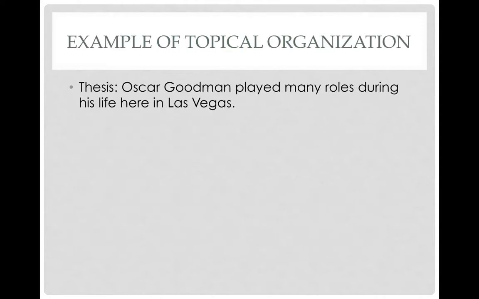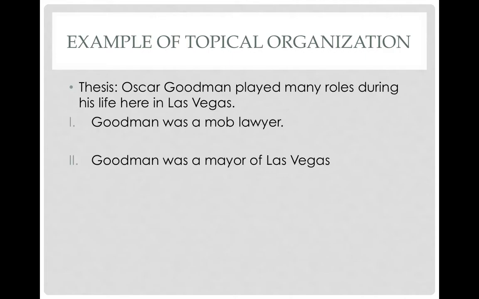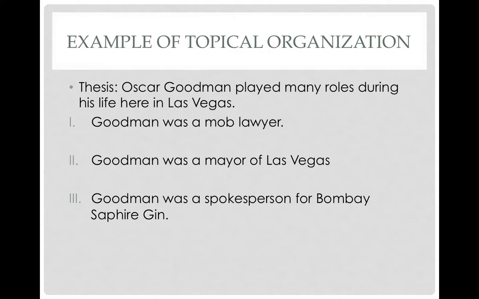Here's an example. This is from the sample student speech. Oscar Goodman played many roles during his life here in Las Vegas. Goodman was a mob lawyer. Goodman was a mayor of Las Vegas. And Goodman was a spokesperson for Bombay Sapphire Gin. So these work because they're all roles that Goodman played. They're all related to each other. So this makes it a lot more interesting than just having some random information about Oscar Goodman.